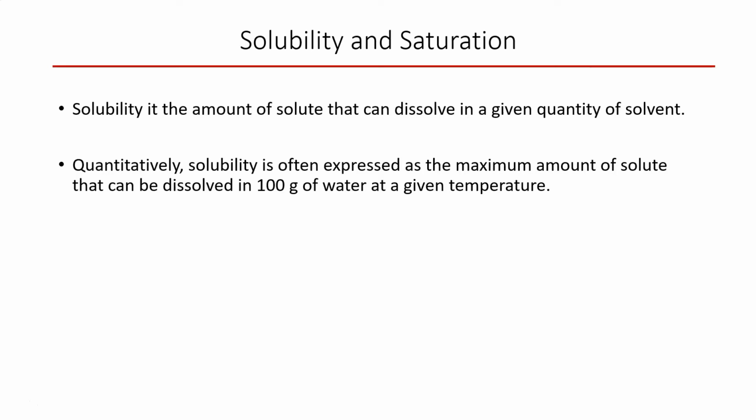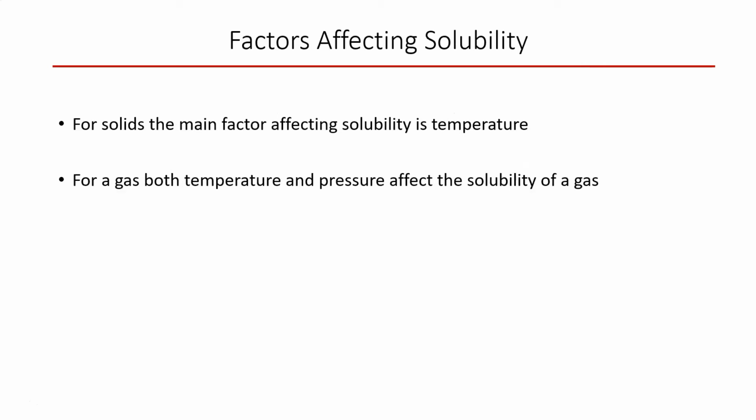Now, we use 100 grams of water, but we also know that water has a density of 1 gram per milliliter. So 100 grams of water also has a volume of 100 milliliters. When we're looking at the solubility of any solute in water, we have two factors that can affect it. For solids, the main factor affecting solubility is the temperature of the water. So if a compound will dissolve in water, the temperature of the water influences how much will dissolve. When we look at a gas, not only does temperature affect how much of a gas could dissolve in water, but also the pressure that it's under.